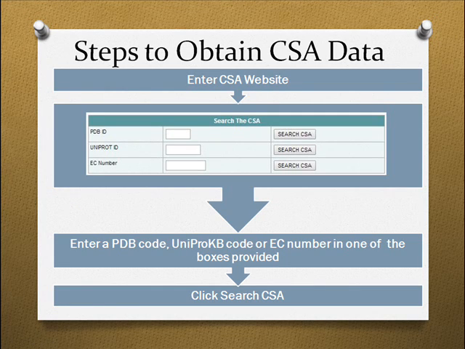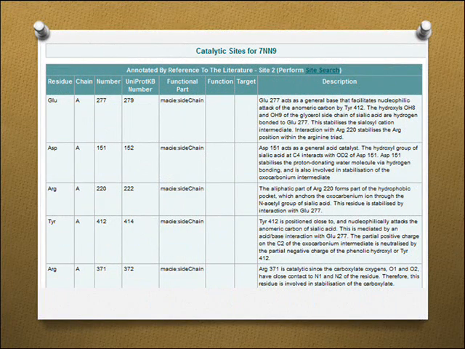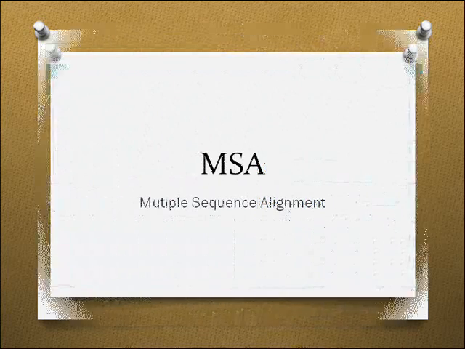These are the steps to obtain CSA data. The catalytic site for our protein of interest, which is 2HT5A, was not annotated. Therefore, we proceed with the nearest family of 2HT5A by entering its EC number, which is obtained from the family description of 2HT5A. And this is the result of our findings.